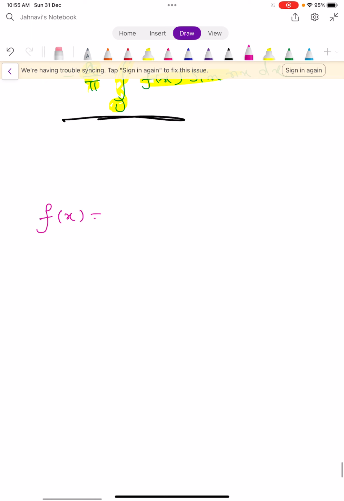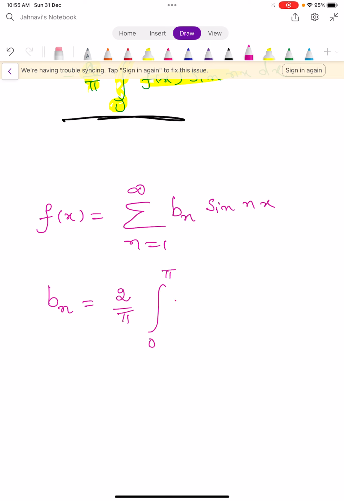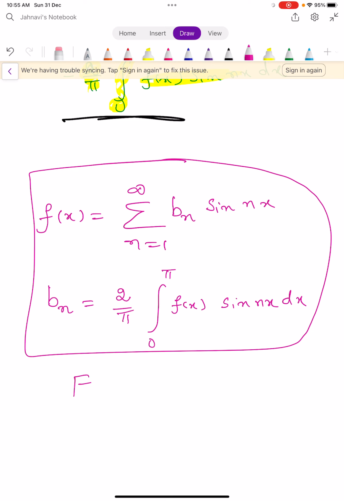f of x is equal to summation n is equal to 1 to infinity bn sin nx, where this bn is equal to 2 by pi integral 0 to pi f of x sin nx dx. This is known as Fourier series for odd function.